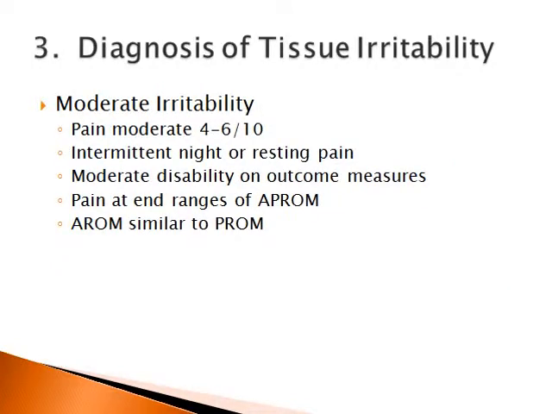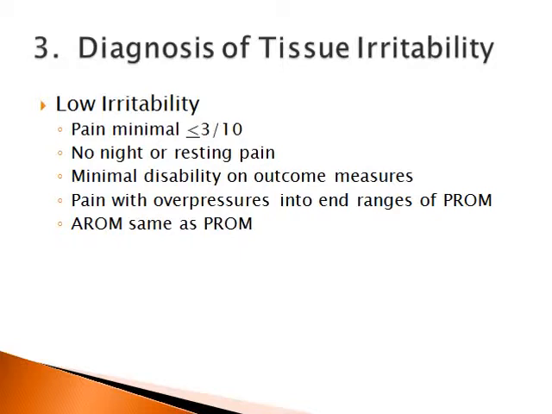They would be classified as having moderate irritability if pain is 4 to 6 out of 10, night or resting pain is intermittent, they have moderate disability scores on outcome measures, pain is now more towards end ranges of active or passive motion, and their active range of motion is similar to their passive range of motion.